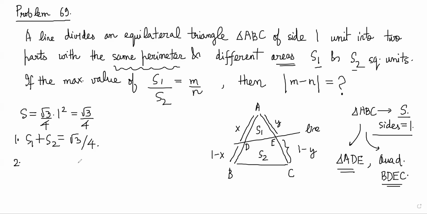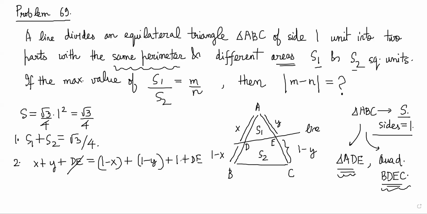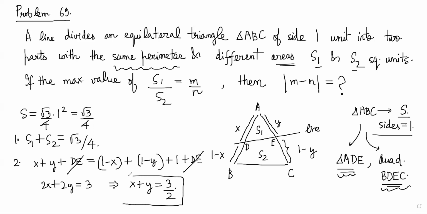Then we have to say that the perimeter of the two parts are same, right? So we can say perimeter of ADE will be x plus y plus the length of DE, and the perimeter of BDEC quadrilateral will be 1 minus x plus 1 minus y plus side BC, which is 1, plus side DE, right? So notice that the DE unknown side is getting cancelled here. And we are getting 2x plus 2y is equal to 3, which implies x plus y is equal to 3 by 2. So this is the second result that we get, which is coming from the fact that they have the same perimeter.